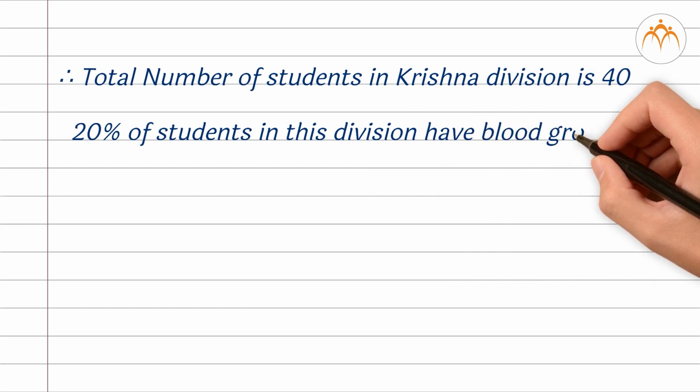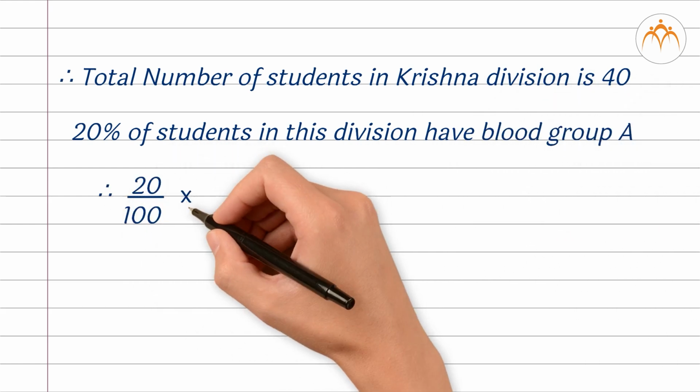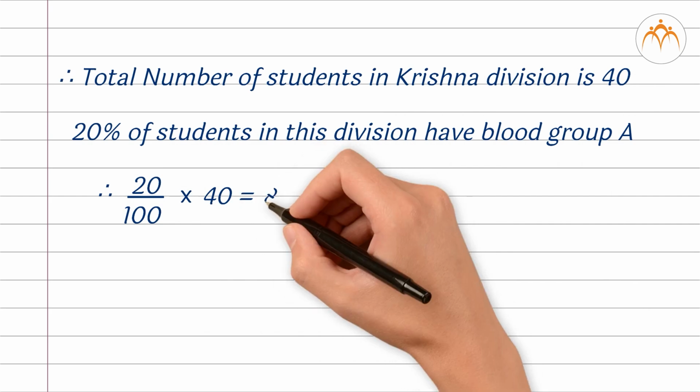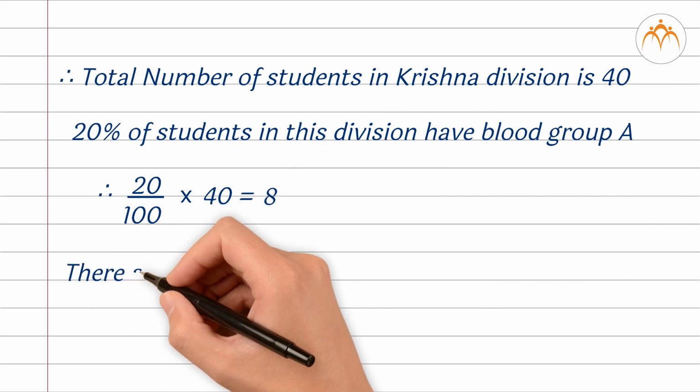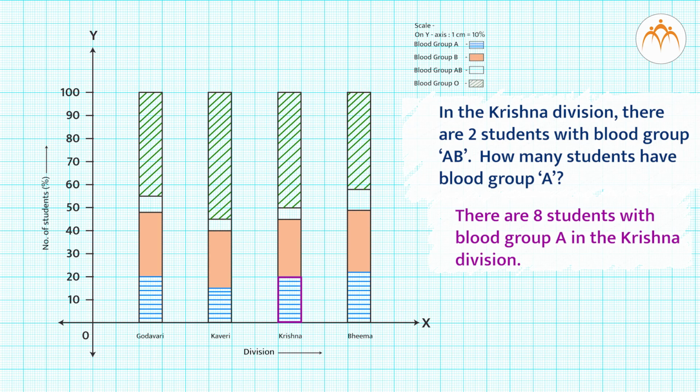20% of students in this division have blood group A. 20 divided by 100 multiplied by 40 is equal to 8. There are 8 students with blood group A in Krishna division. Perfect, that is absolutely correct.